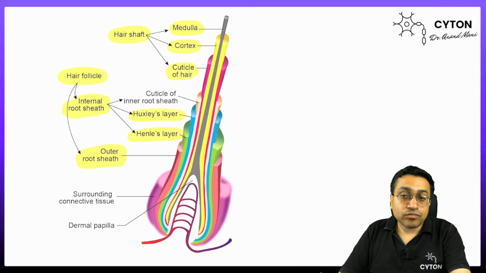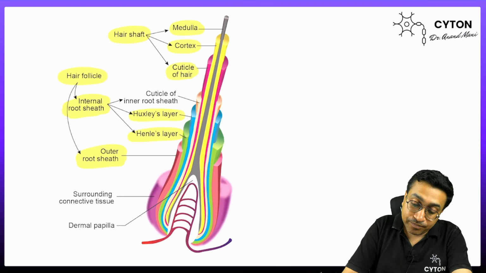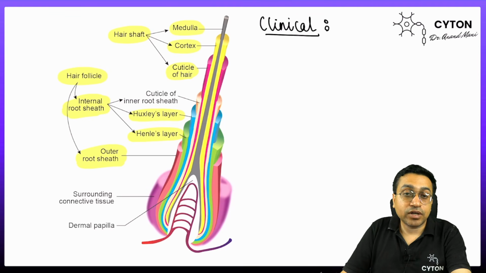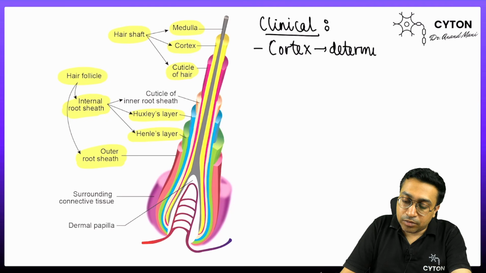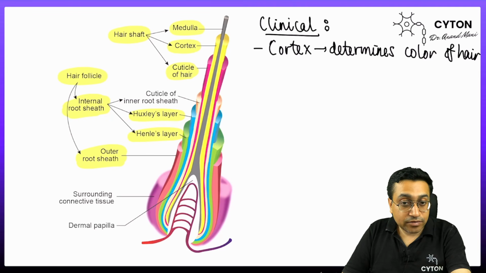Okay. So another thing clinically relevant before we go further to that image. Clinically, what is important? The cortex of the hair is the one which determines the color of the hair. Okay, so the cortex determines the color of hair. So color is produced by underlying melanocytes, which you know.